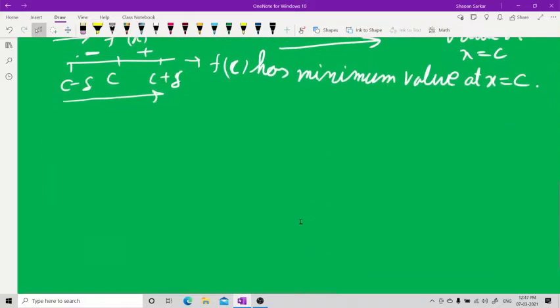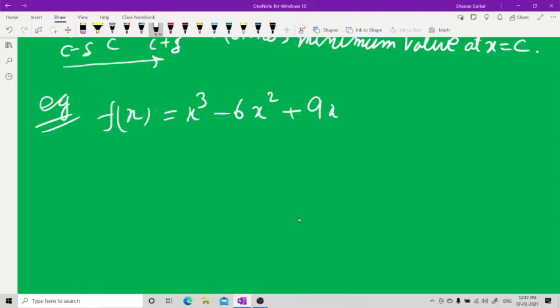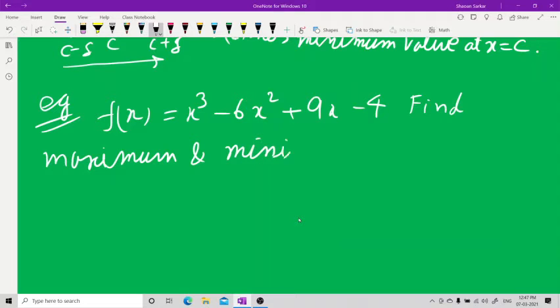Now let us understand with the problem. Example, f(x) is equal to x cube minus 6x square plus 9x minus 4. Now find maximum and minimum value. Find maximum and minimum value.